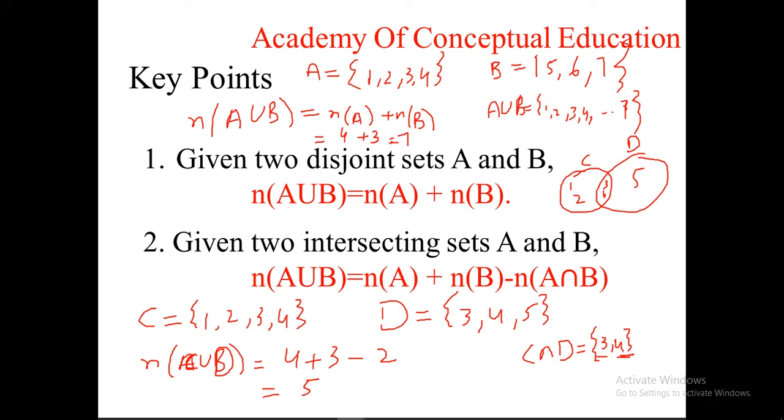Now if we want to find C union D, the answer will be from 1 to 5, and hence the number of elements of C union D will be 5. Is it clear? I hope that the concept is clear.